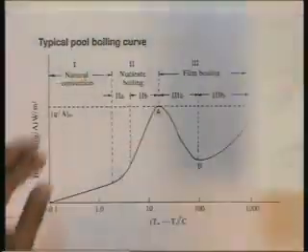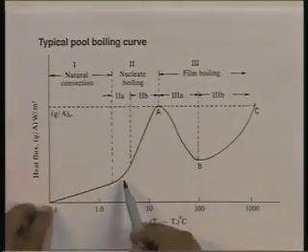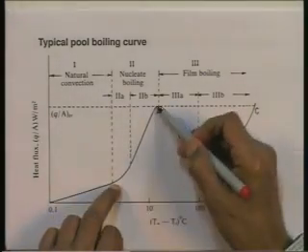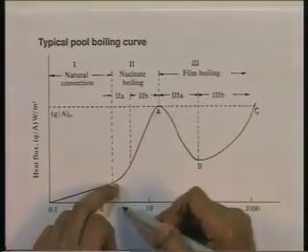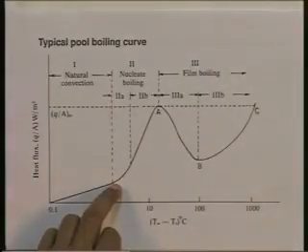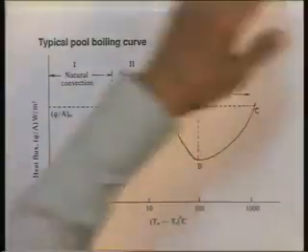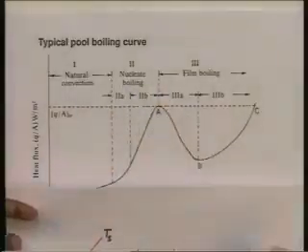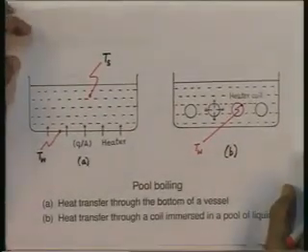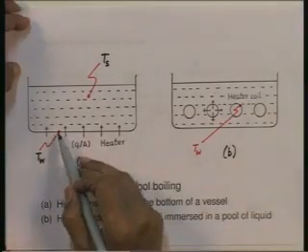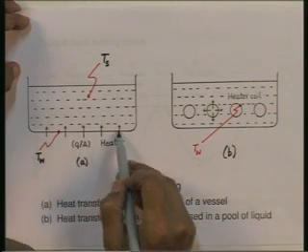Let us go back again now. So, this is the first region, the natural convection region. Then at a certain stage, you will see that the q by A starts increasing more steeply with T w minus T s. The slope of the curve becomes much steeper. And again, if you were to observe the boiling phenomenon, what you will find in this region, which is called the nucleate boiling region, is the following.